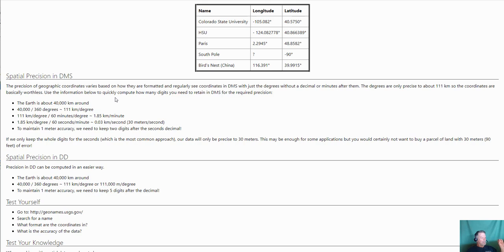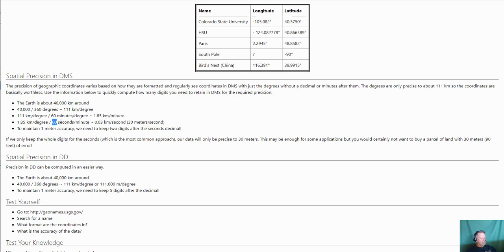Now, another really key important thing is that we will lose precision with DMS. We need to keep an additional digit after the decimal. The reason for that, really two after the decimal, is because the Earth, and this is a really good number to remember, is about 40,000 kilometers around at the equator. If we divide that by 360 degrees, that means the Earth is about 110 kilometers per degree. If we divide that by 60 minutes per degree, we get about 2 kilometers per minute.